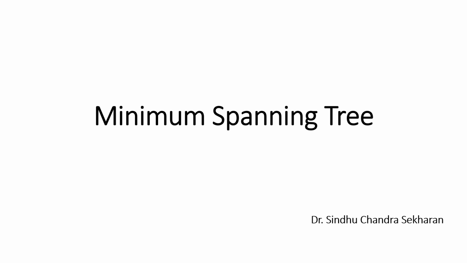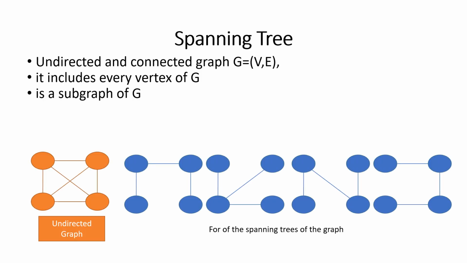In this lecture, I'll be discussing minimum spanning tree. Before understanding a minimum spanning tree, we should know what a spanning tree is. A spanning tree, you can consider an undirected and connected graph. Undirected means there is no arrow between any vertex in a graph.